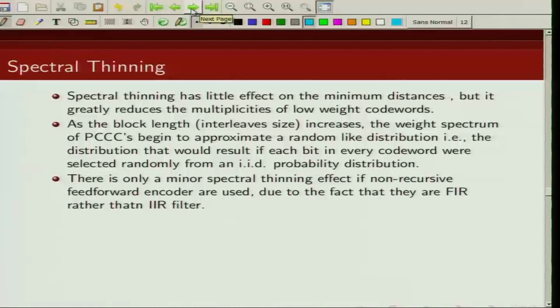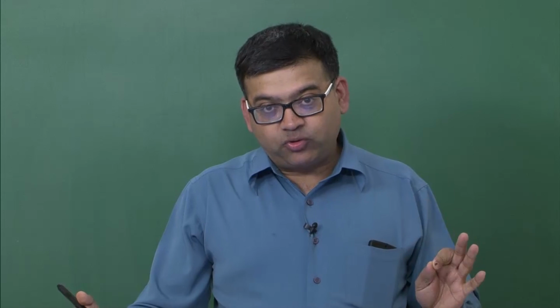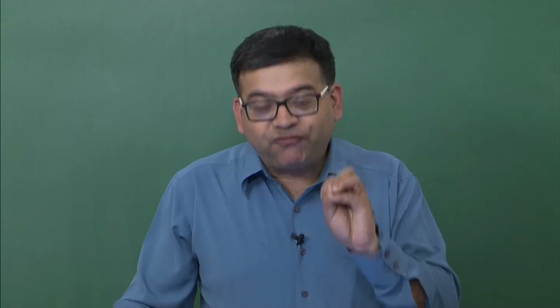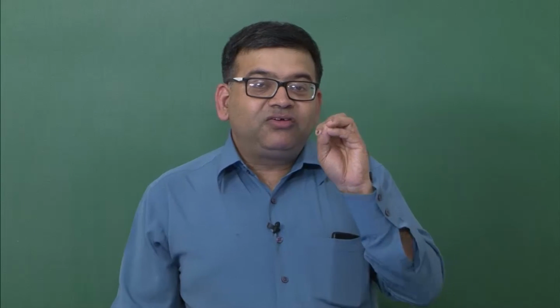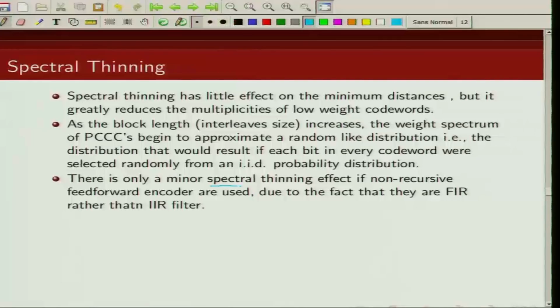Now in the example that we took, we had considered a feedback systematic encoder. If we replace that feedback encoder with a feed forward encoder, we see a very small spectral thinning effect even with large block sizes. So this spectral thinning effect is pronounced in the case of a recursive encoder, not in the case of a non-recursive encoder.